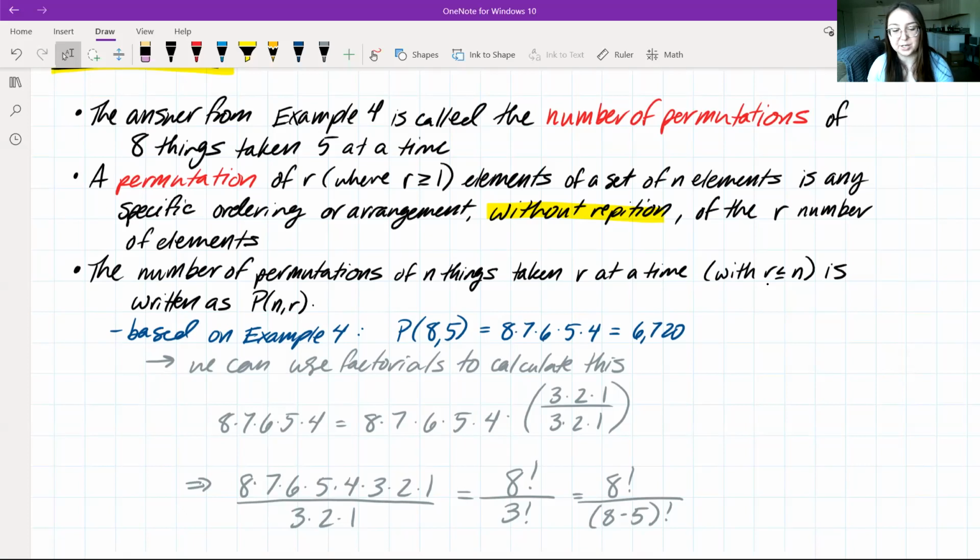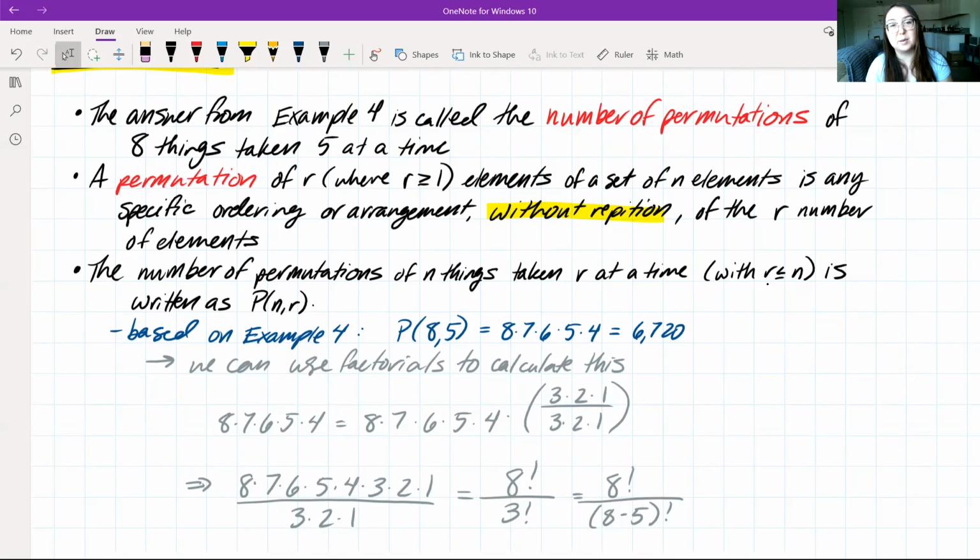So a permutation of R, where R is greater than 1 elements of a set of n elements, is any specific ordering or arrangement without repetition. So the without repetition is very important. Without repetition of the R number of elements. The number of permutations of n things taken R at a time, with R being less than or equal to n, is written as P of n comma R.